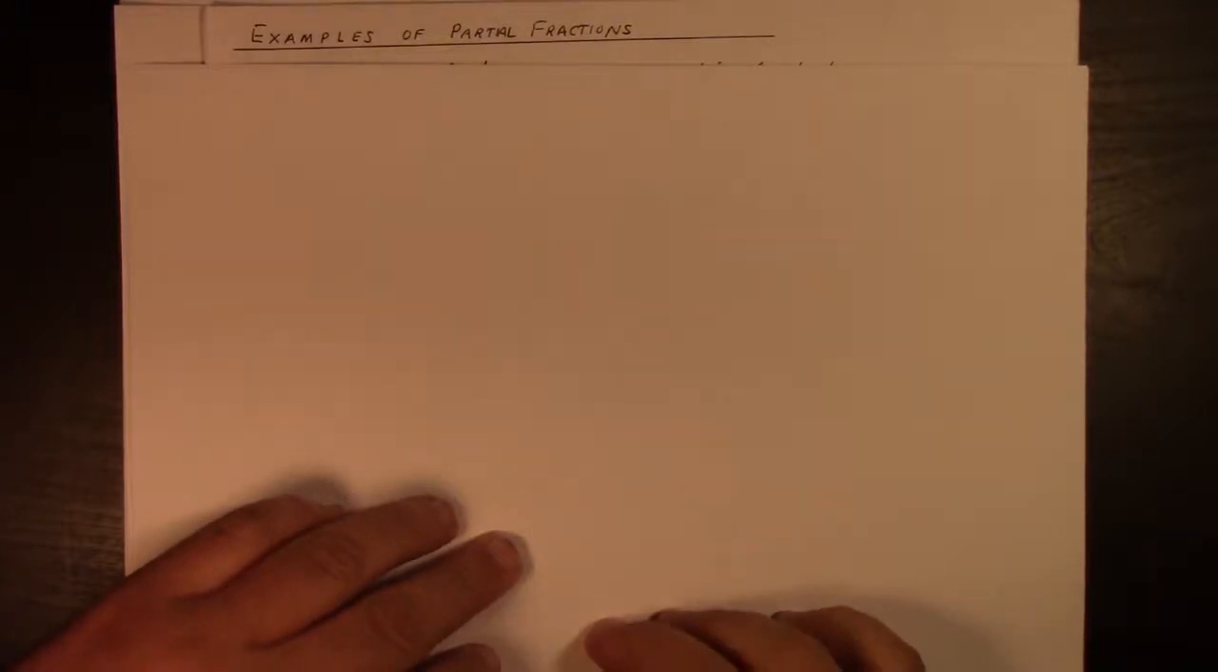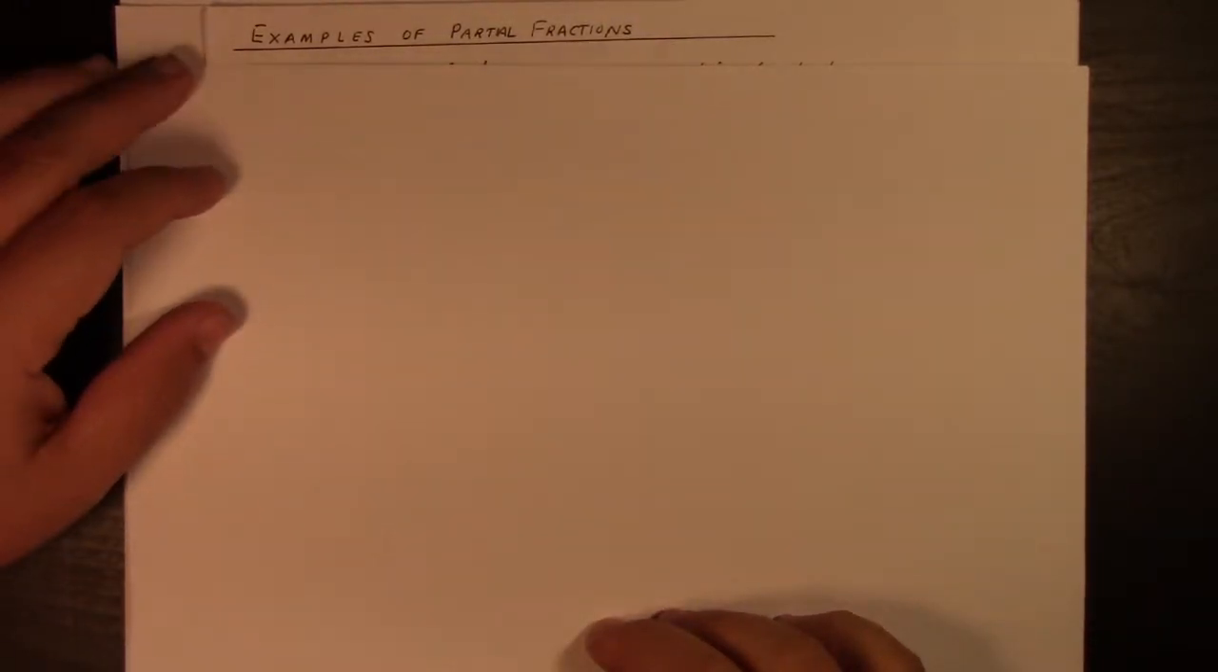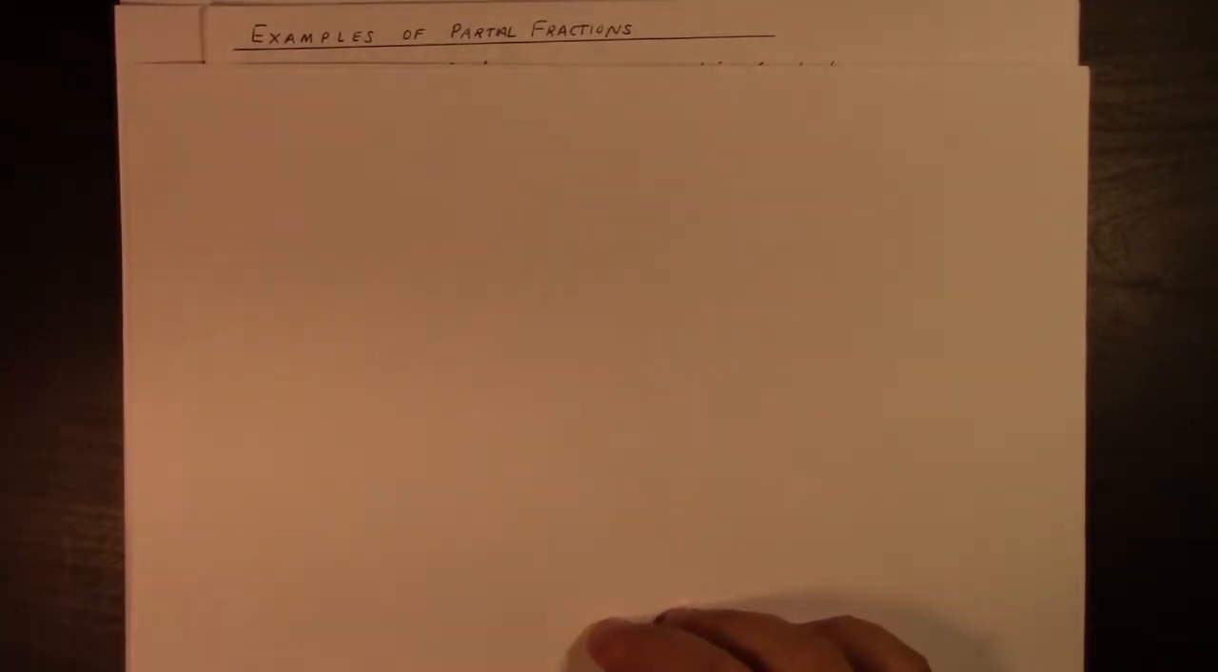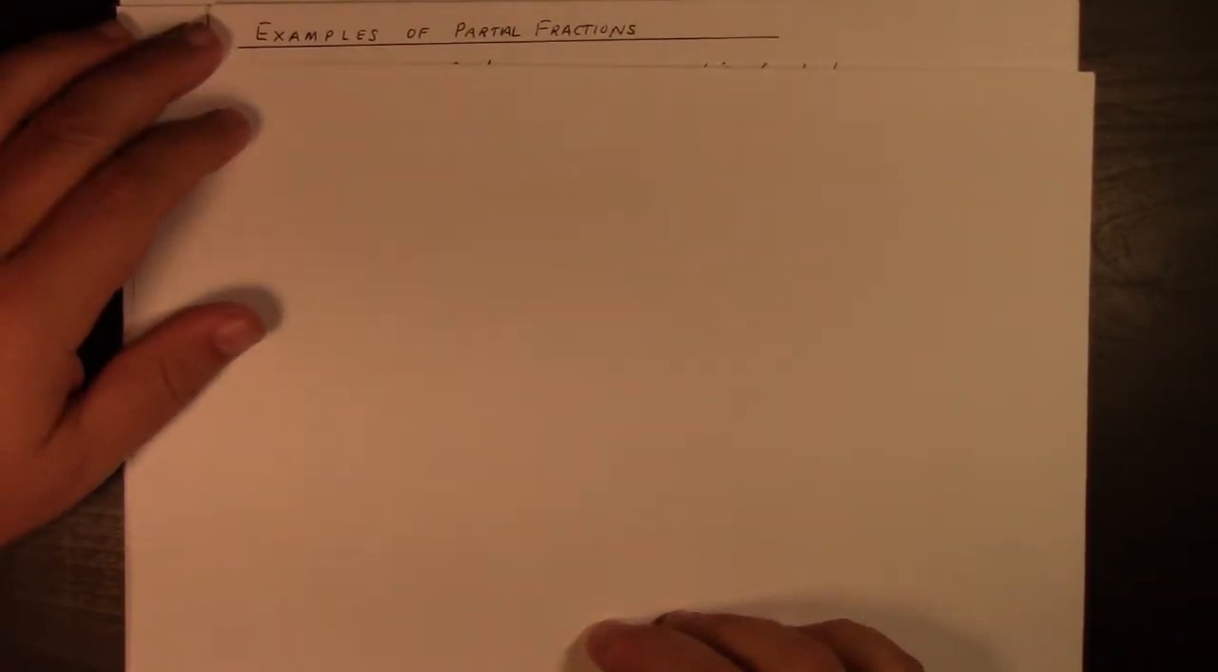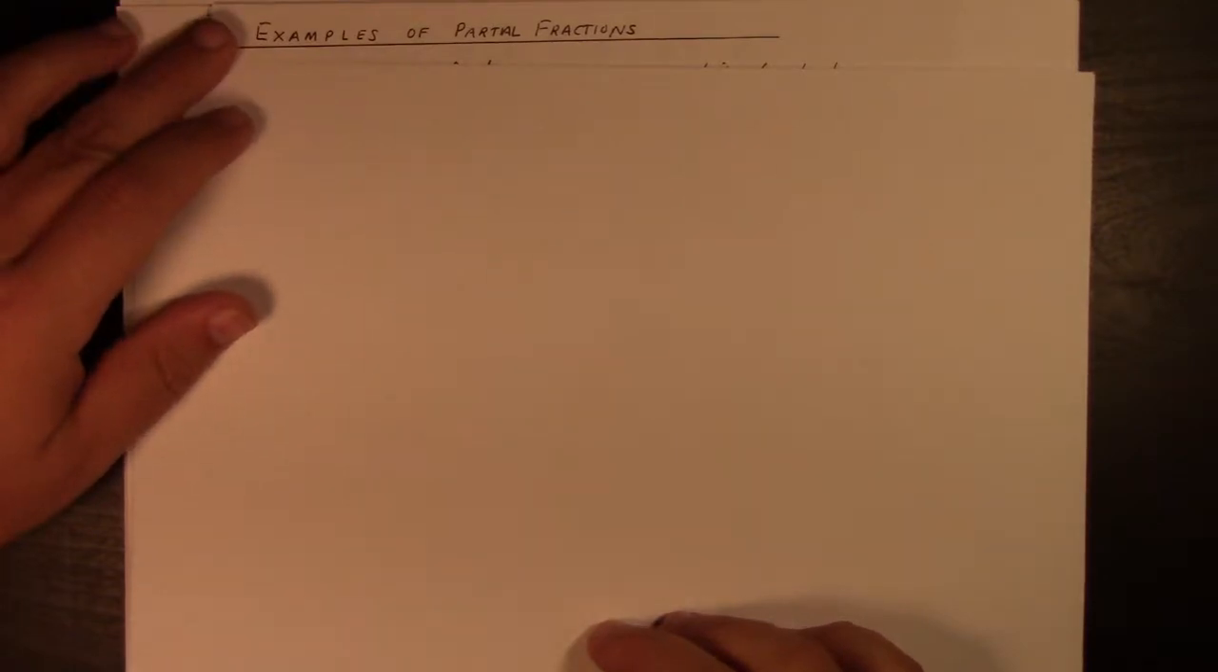In this video, we're going to look at some examples of partial fractions. And what that means is we're looking at a technique of integration which is useful for integrating rational functions. So let's get to it. Here's your first example.